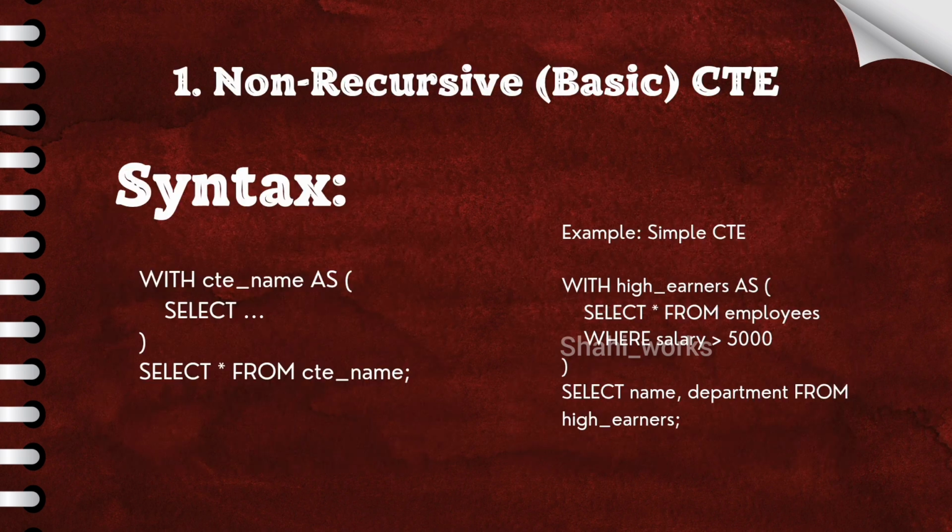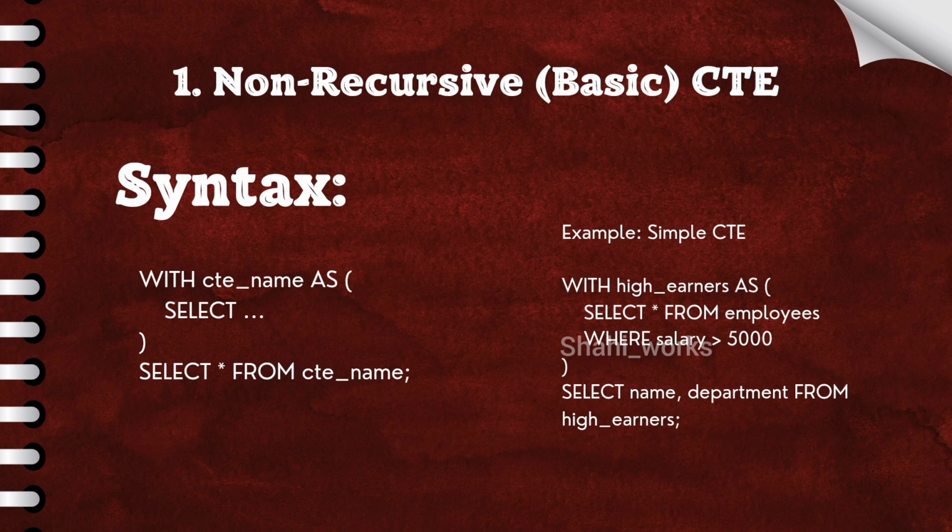Now let's see about the syntax for each. The first one is non-recursive. As I told, it is the basic one. Understand the syntax now. First it starts with WITH CTE name AS, open bracket, SELECT, then close bracket. At last, you again have to start with SELECT * FROM CTE name. Whatever name you have given at the top, you have to give it at the bottom also. Also make sure that there are two select queries, starting with CTE name AS, an opening bracket, and in that the first select. After that close your bracket, then the next select.